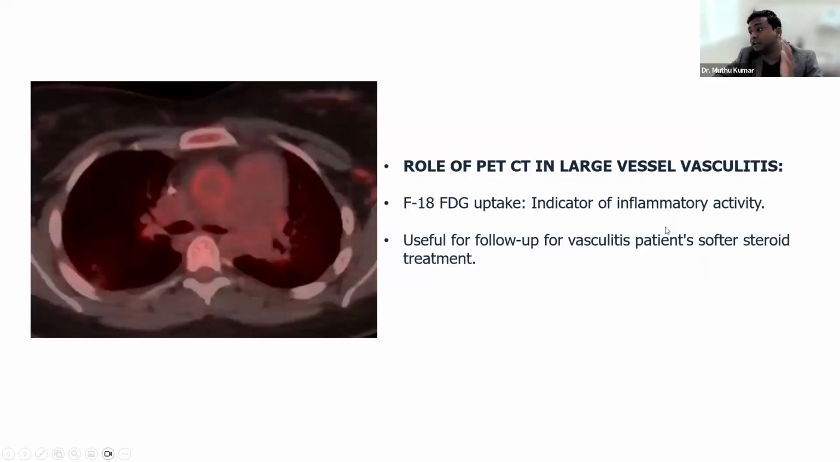The role of PET-CT in large vessel vasculitis. FDG uptake is an indicator of inflammatory activity. It is useful for follow-up of vasculitis after the treatment. The patient is treated with steroids.